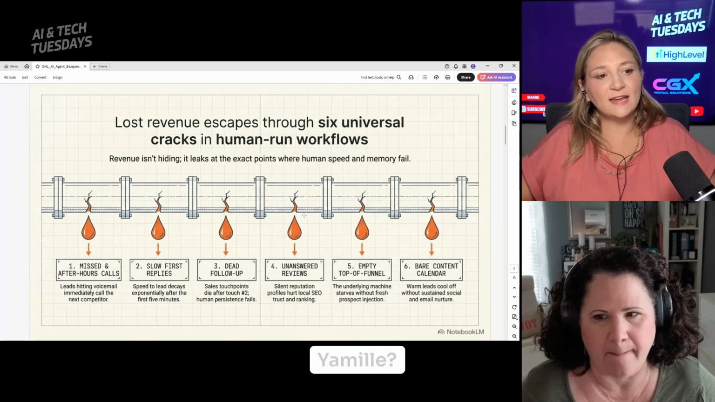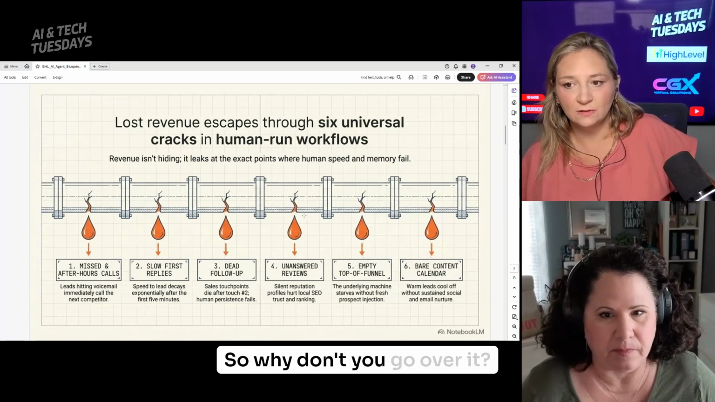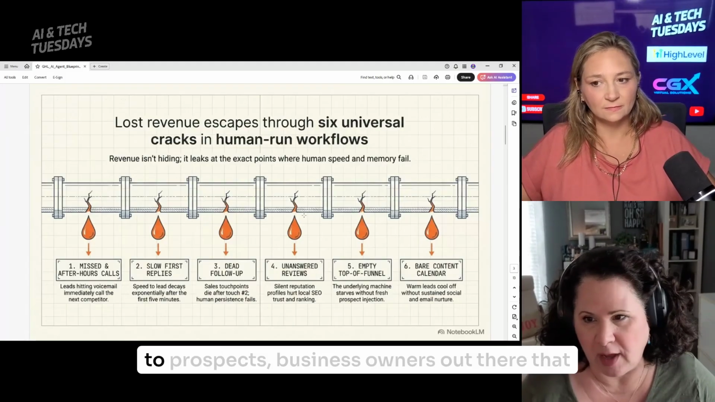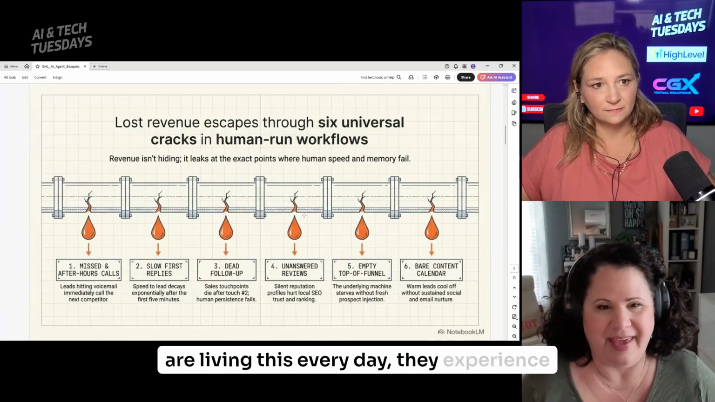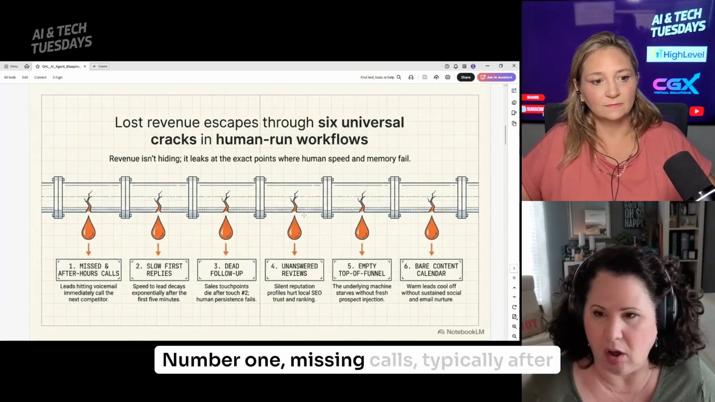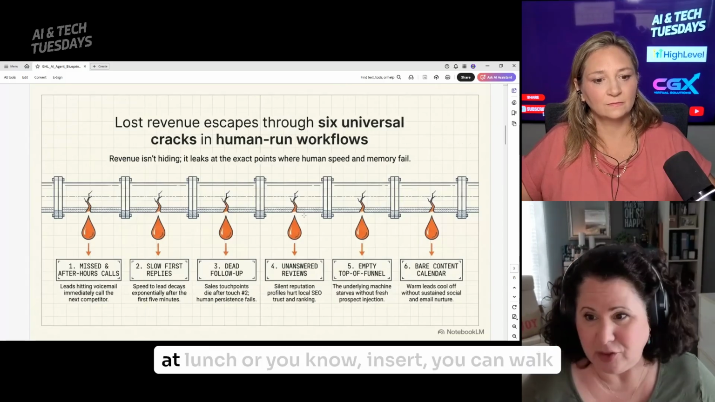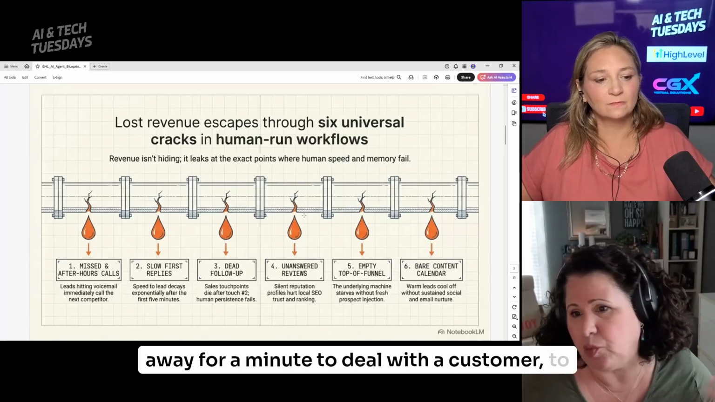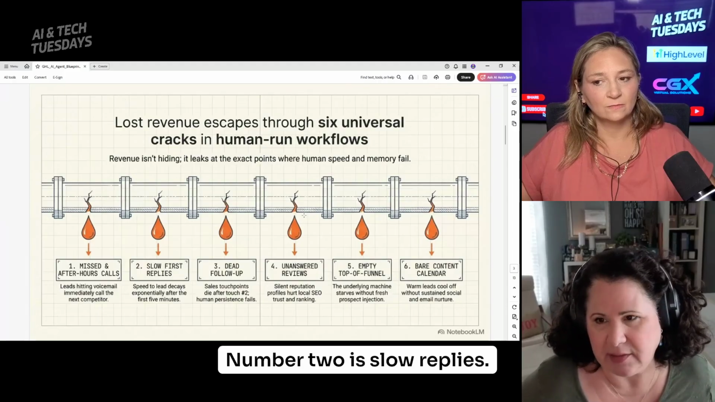Do you want to go over this slide, Yamil? This is really cool. It talks about six places that we lose money. These are the typical places that we see when we talk to prospects, business owners out there that are living this every day. They experience this all the time to some extent. Number one, missing calls, typically after hours. Sometimes the person who answers the phone is at lunch or can walk away for a minute to deal with a customer, to deal with an issue. Problem number one.